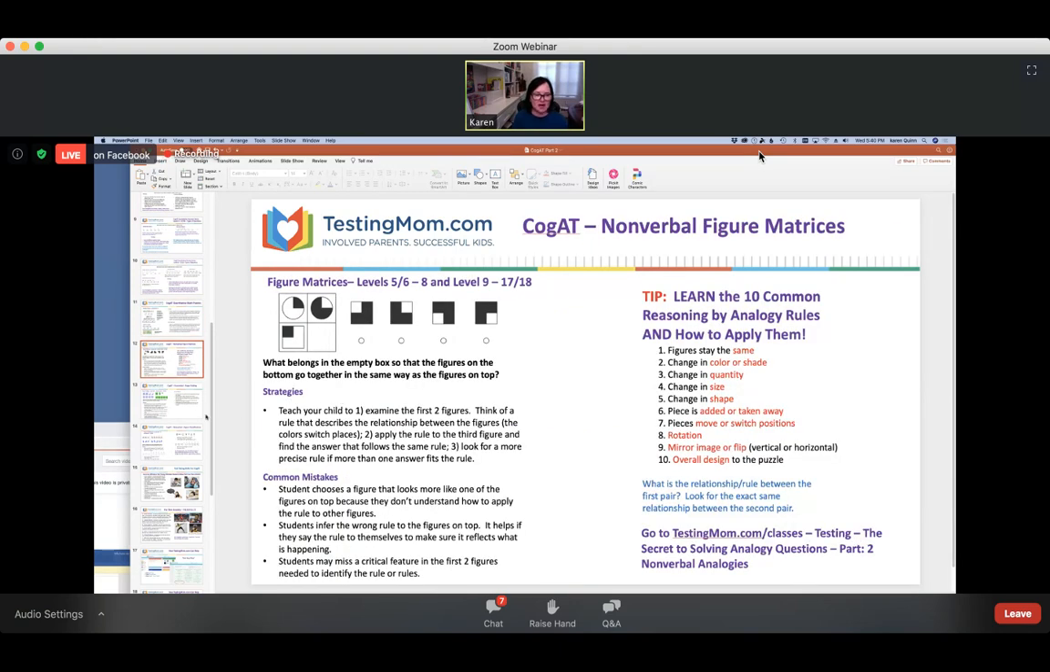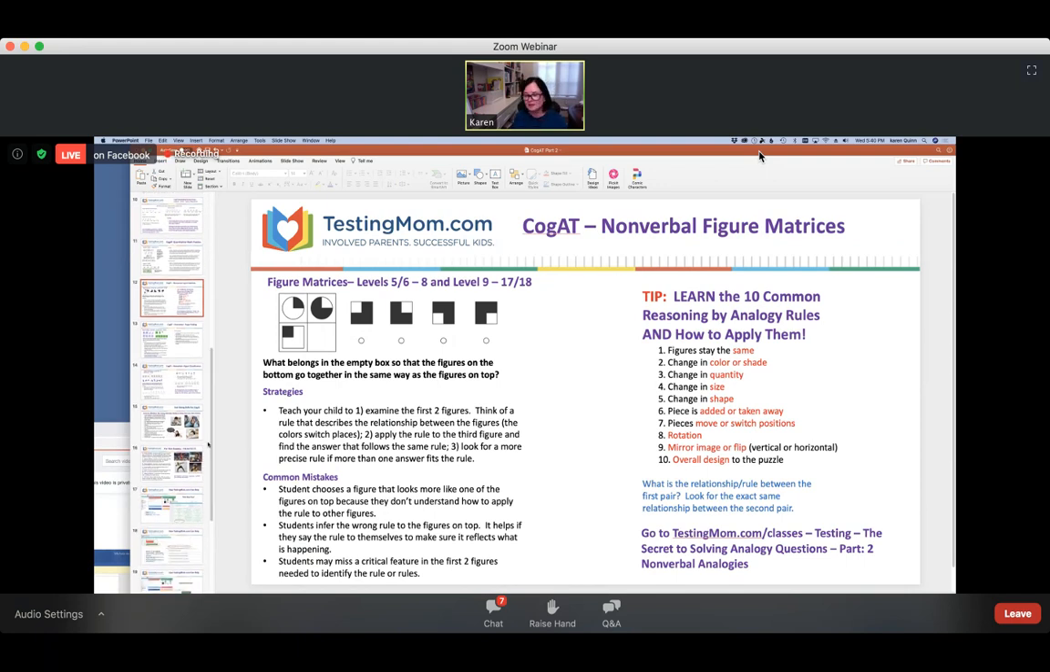So now let's look at the nonverbal questions, because that's the last type of question you're going to see. I know this is a lot, and I'm going through it fast, but you can go back and look at this presentation in more detail if your child is having trouble on any of these types of questions. So with figure matrices, very similar to the picture matrices that we looked at before, there's a rule that's guiding what's happening on top, and we just apply the rule to the bottom. These questions are the same for younger kids and older kids.